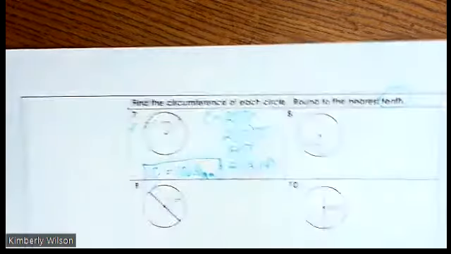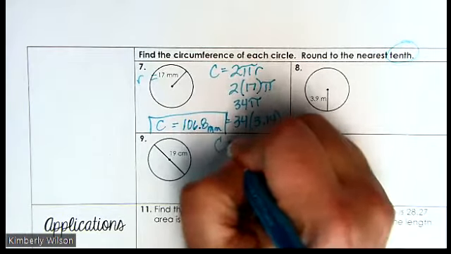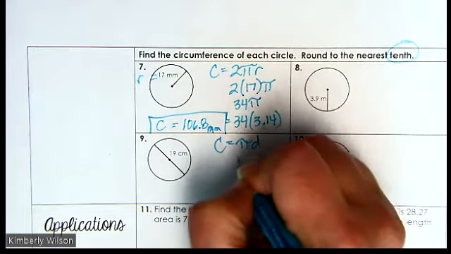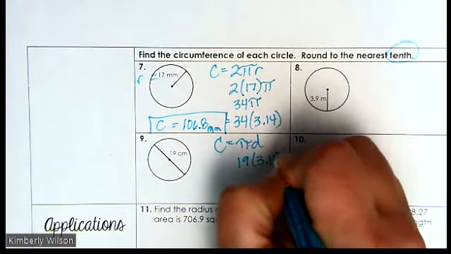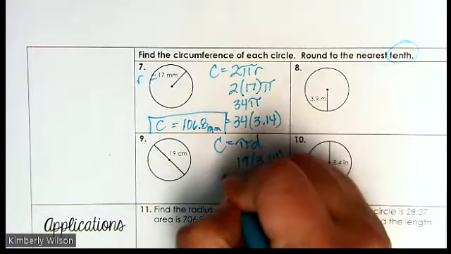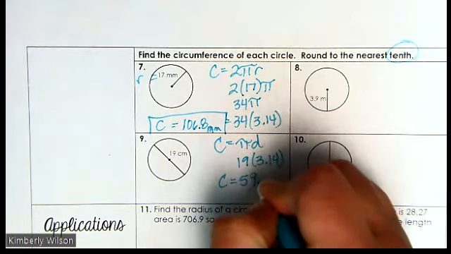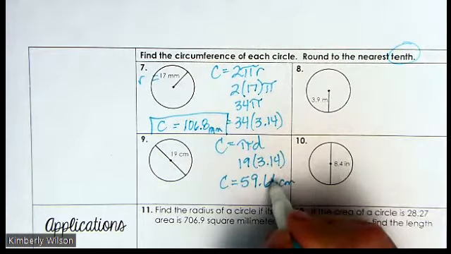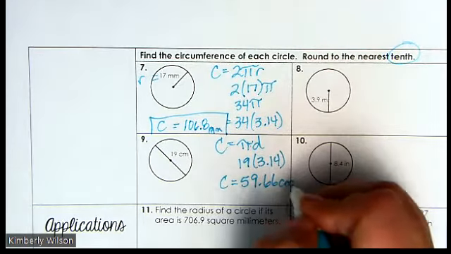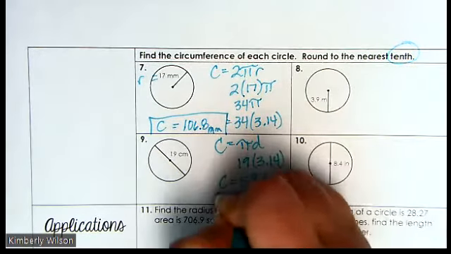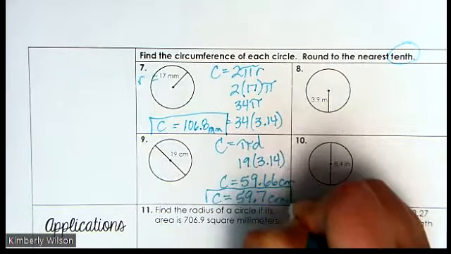The only difference for number 9 is we're dealing with the diameter. So we do pi times the diameter. I'm going to do 19 times 3.14, which is the circumference equals 59.66 centimeters. Oh, but wait a minute, I want to round to the tenths place. So this should be 59.7 centimeters. That is my circumference.